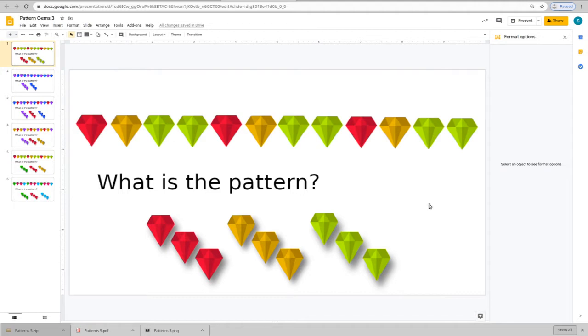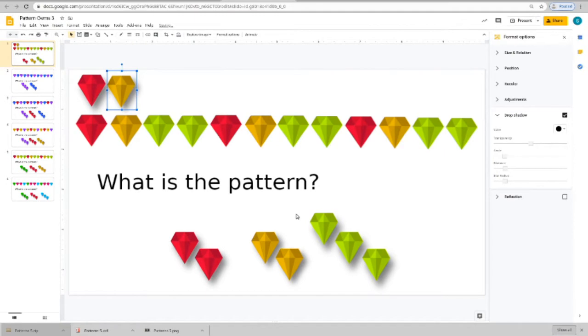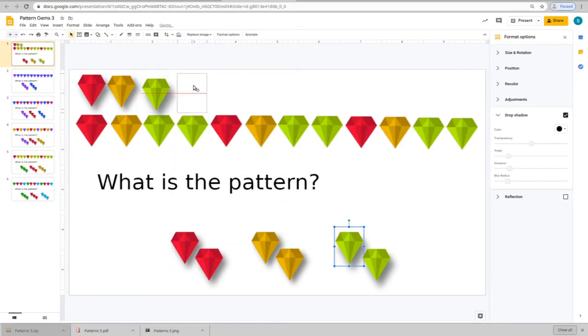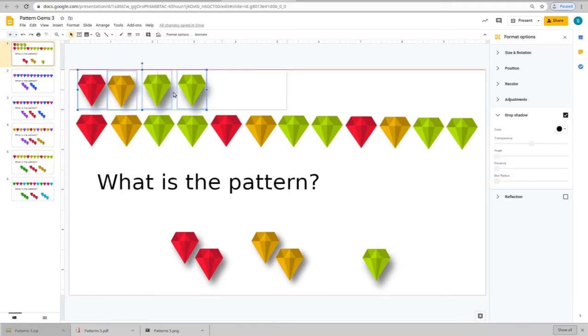What's the pattern? Okay, if we call the first one red, the second one is orange, the third one is yellow, and the fourth one is yellow. So what's that? And does it start again? Red, orange, yellow. Let's see.